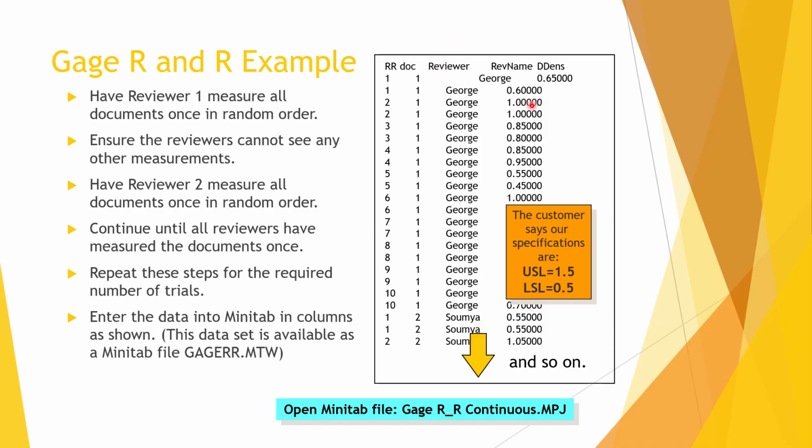George, 0.6, George again, 1, George, 1, George, 8.5, George. And then you have Sumaya, 0.55, 0.55, 1.05, and so on.